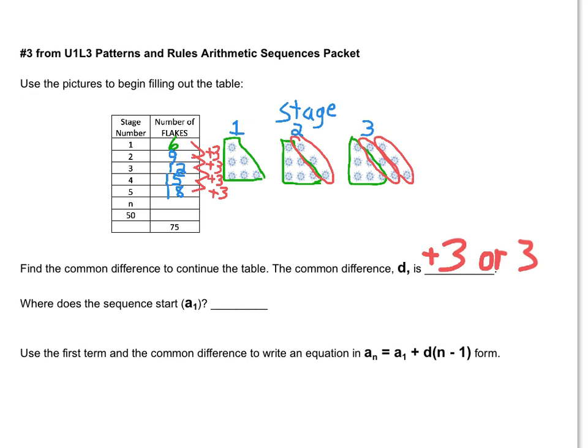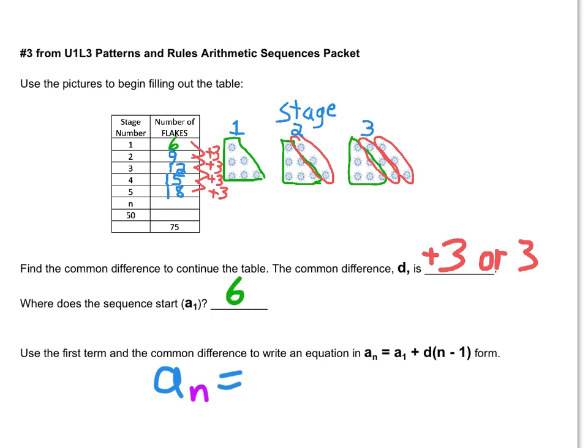Next question, where does the sequence start? a sub 1. Well, a sub 1 means the first number, stage 1, and that answer is 6. Using our common difference and our a sub 1, we can write our equation using the first term and our common difference. Write the equation in a sub n equals a sub 1 plus d times quantity n minus 1 form. So we have a sub n, that's what our variable is, equals a sub 1.